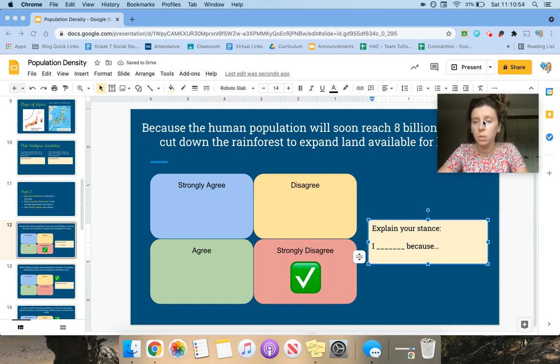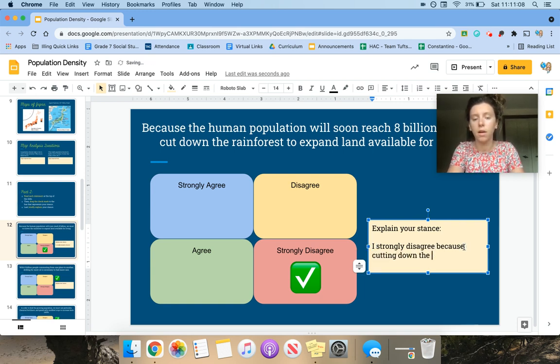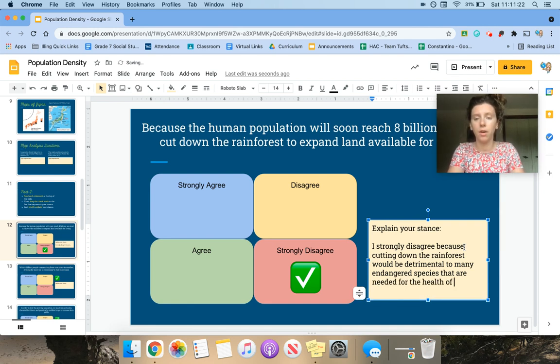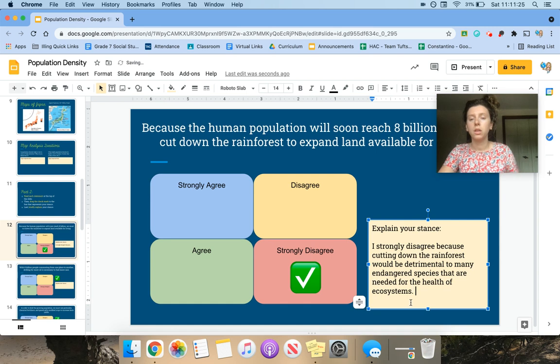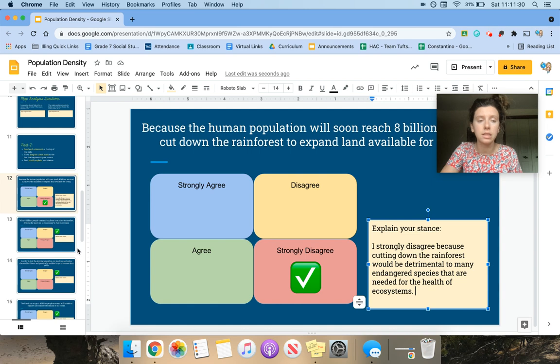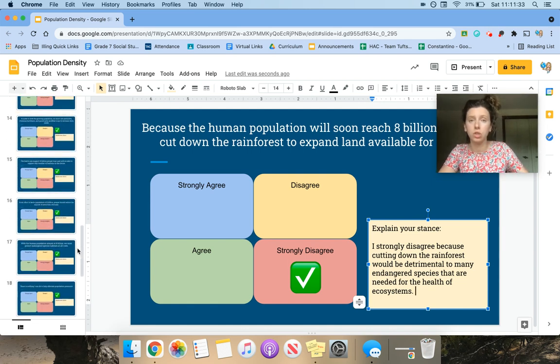And then over here where it says explain your stance, you're going to explain why you put the check where you did. So I personally would say I strongly disagree because, and I'm going to say, cutting down the rainforest would be detrimental to many endangered species that are necessary, or even say needed, for the health of ecosystems. You might have a very different response to me. That's okay. So you see you have lots of these statements. You're going to do what you just saw me do for each of them.